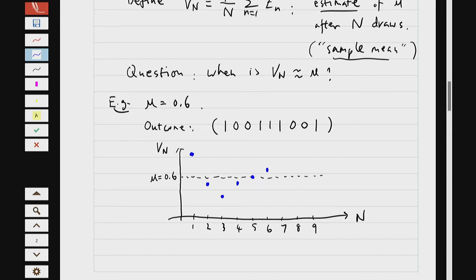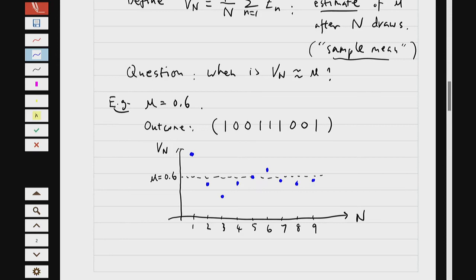7th draw, we get 4 out of 7. So a bit higher than half, so that's here. 8th draw, we have 4 out of 8, so half again. And then the 9th draw, we have a bit higher, because it's 5 out of 9. Okay, so a bit higher like that.